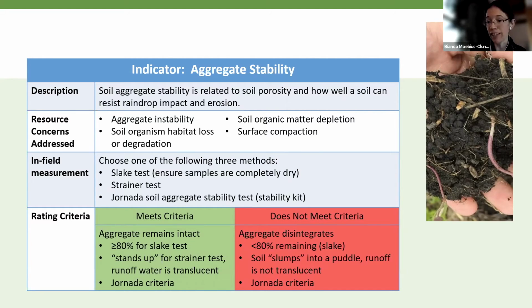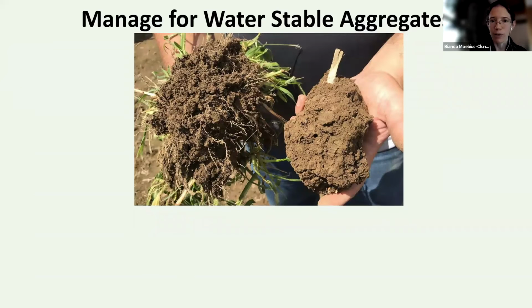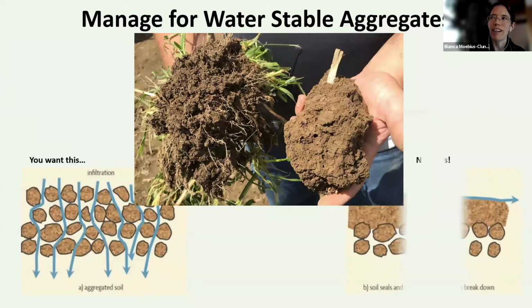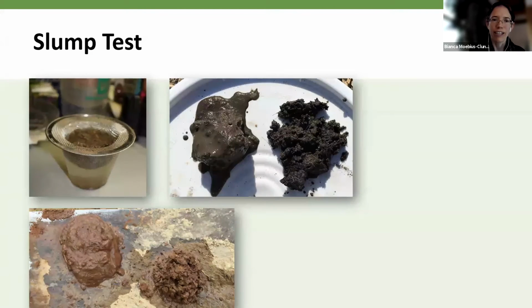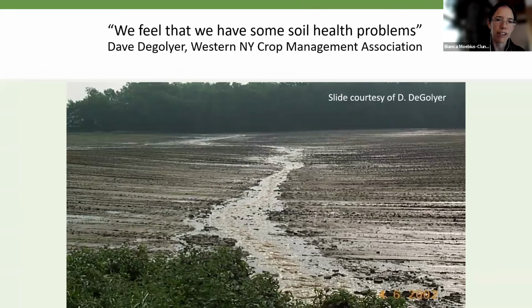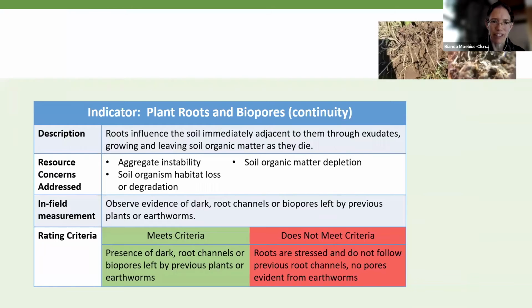Aggregate stability, we spent a lot of time talking about it. We want those nice chocolate cake crumbly aggregates. That's often how I've heard folks talk about it, right? If you have nice chocolate crumbs, that's a good sign. You want this, you want that infiltration. You don't want this runoff. And we looked at a bunch of these tests. We looked at the slump test, we looked at the slake test, and here's a clear sign of lack of aggregate stability in this field. This is not what we want to see.